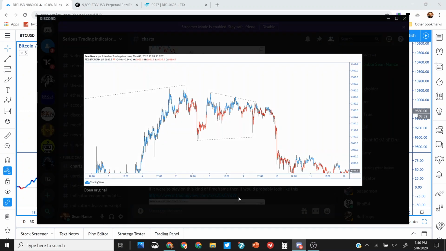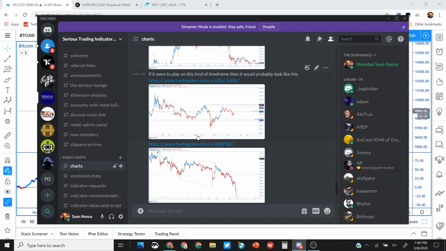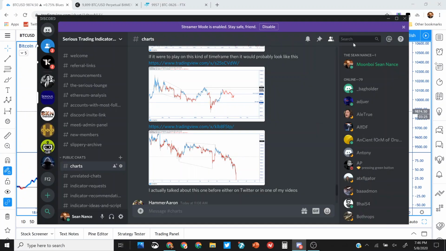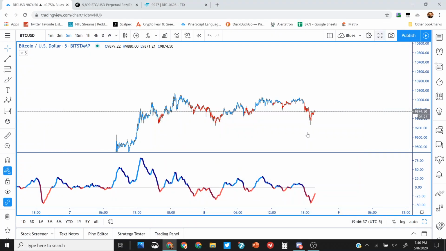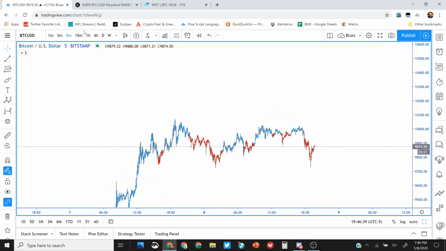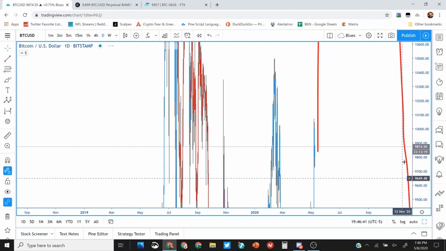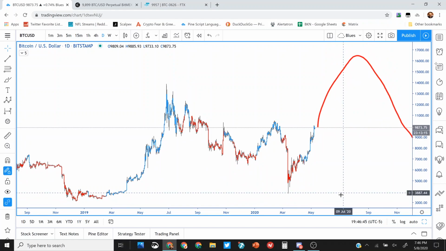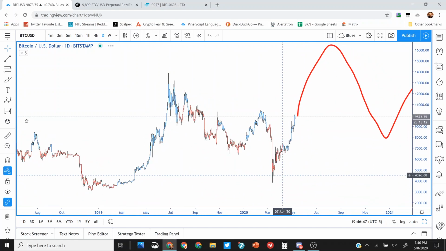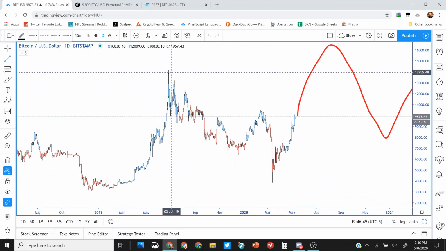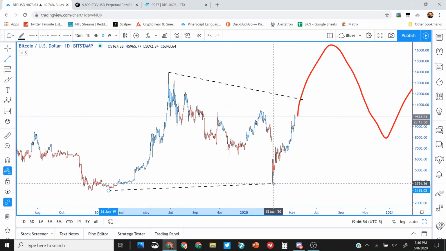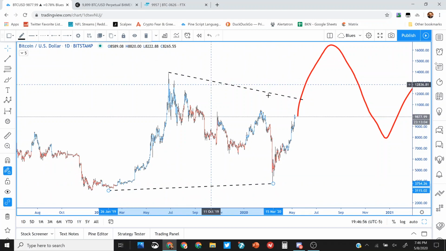This is a 15-minute chart. This is a 1-hour chart. So it happens on all kinds of time frames. I have not seen it on a daily time frame on Bitcoin to this same degree. But we could very well fail to break this top and come back down with a V.